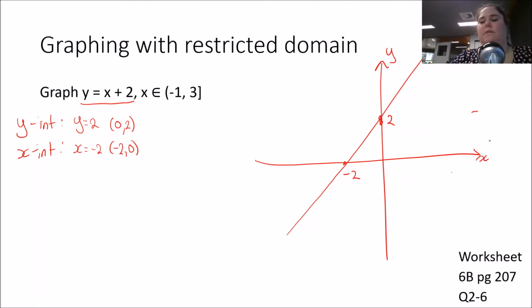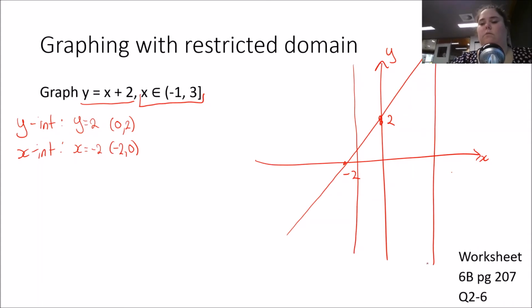But the thing is, this isn't a normal straight linear graph. It has a restriction. It says we're not going to care about anything for x that's below -1, that's a bad -1, and above 3. So I don't care about this bit of the graph, and I don't care about anything up there. That bit left in the middle is the only thing I want to graph. So let's draw it in again.